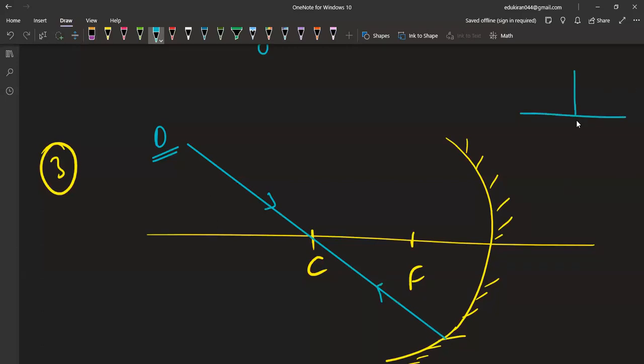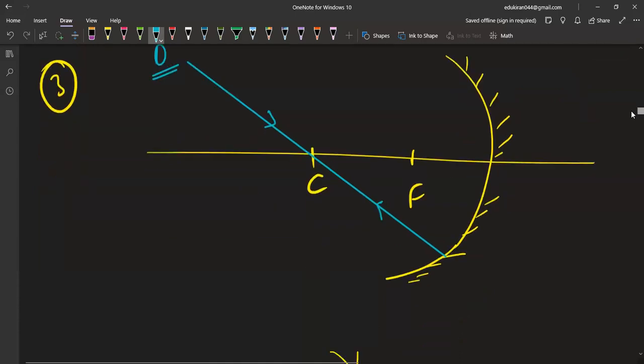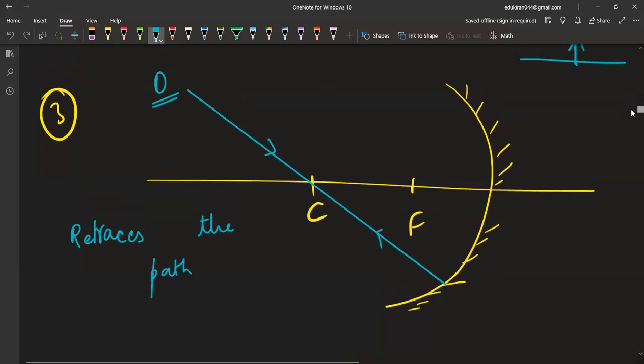Because, see, the normal must have been drawn. So the angle of incidence is this and the angle of reflection is also this. That's why the ray of light which was coming is striking back. The angle between the incident ray and the normal is 0, so it bounces back exactly. That is, it retraces its path. Basically, this retraces the path.